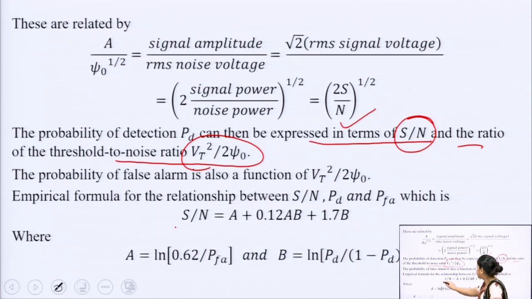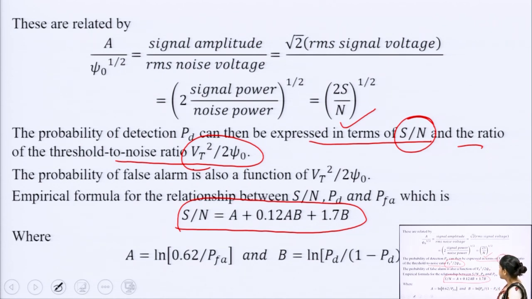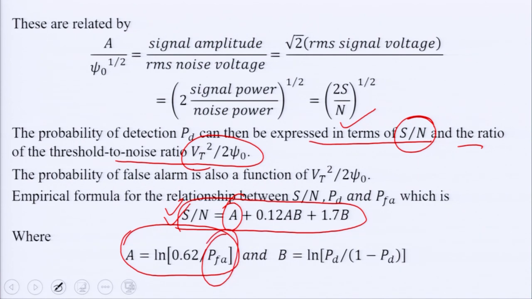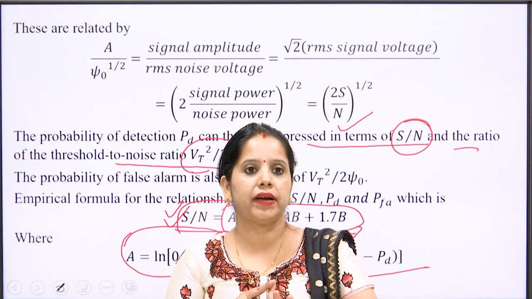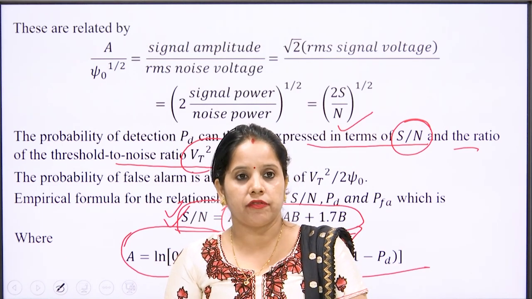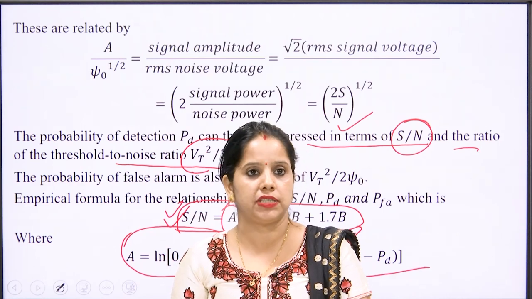So this is the expression of our basic relation, an empirical formula, which gives the relationship between these two, and it is the signal to noise expression, where the value of A is this one, where this is the probability of false alarm, and B is equal to this, and this is the probability of detection. So, you should remember these formulas, because the complete derivation is not a part of it; here you have been asked for the general introduction: what is meant by false alarm, what is meant by probability of detection, and what is meant by probability of false alarm, and on what factors it depends.